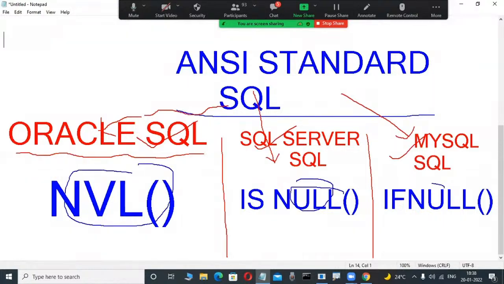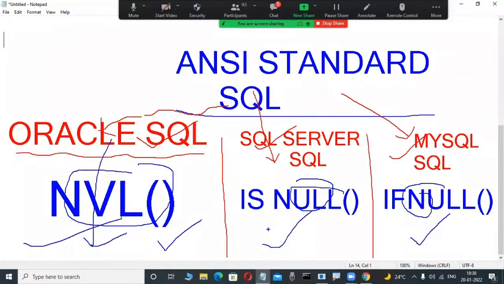And the versions are syntactically totally different. Here the create procedure syntax is different, here the create procedure syntax is different, here there are slight differences. Suppose there is a function MONTHS_BETWEEN in Oracle SQL only. Can I use the same function in SQL Server SQL? No, there is DATEDIFF there.